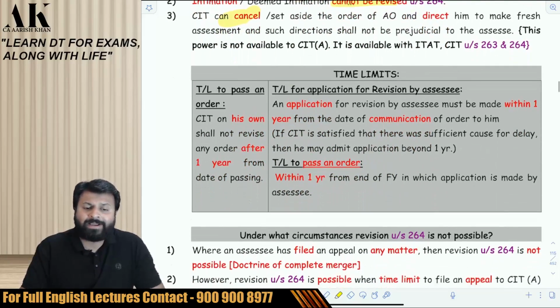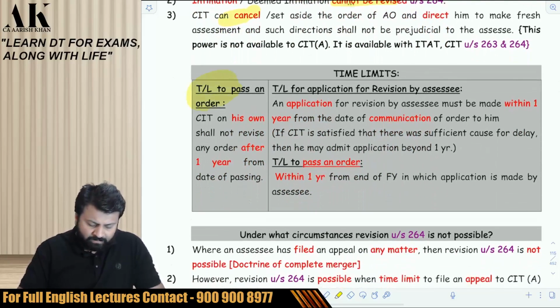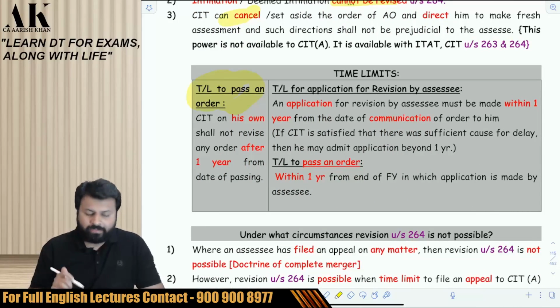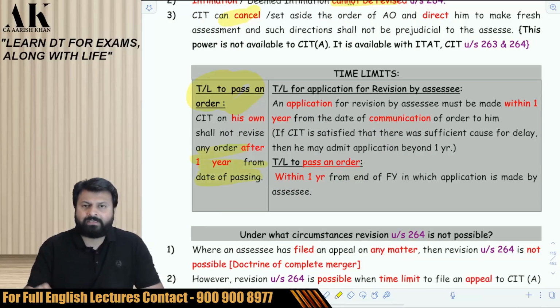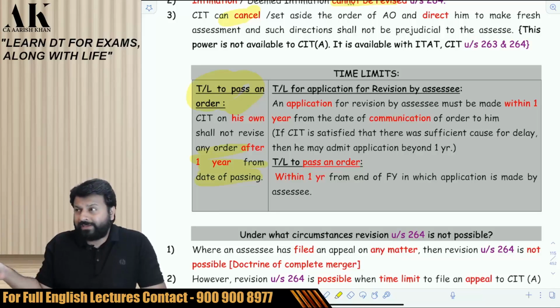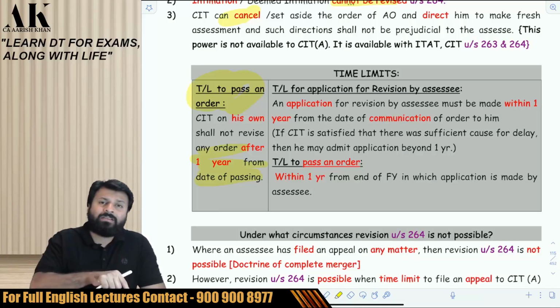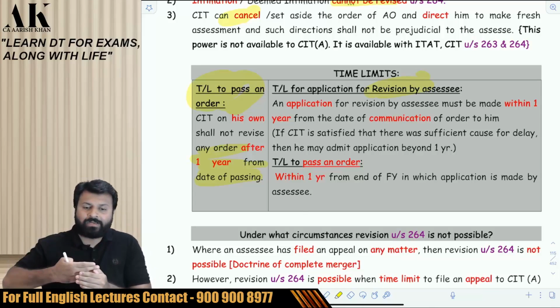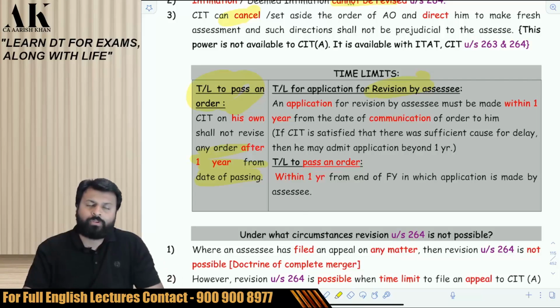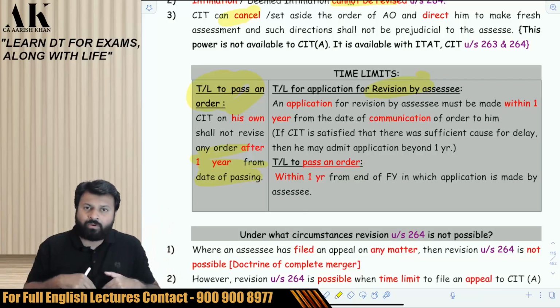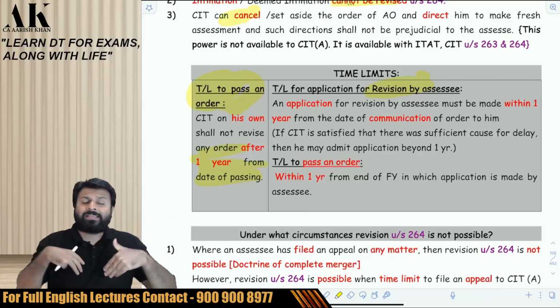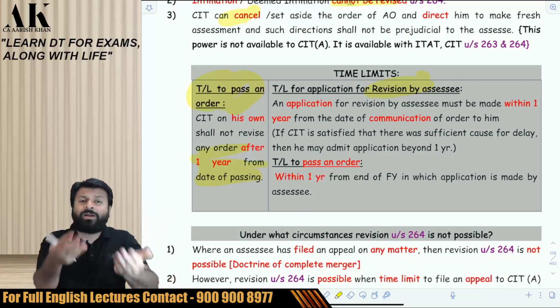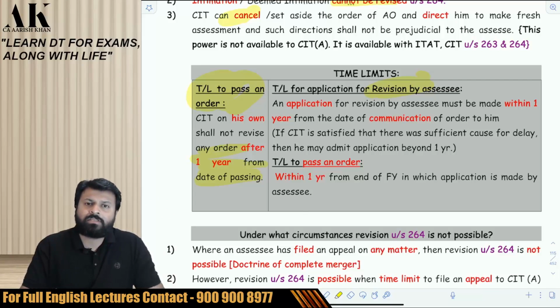Now, what is the time limit? The time limit to pass an order. If the CIT revises the order on his own, then the time limit is 1 year from the date of passing. Whenever the AO has passed an order, within 1 year from the date of that order, the CIT can revise under 264. What is the time limit for the assessee to make an application? The assessee can make an application within 1 year from the date of communication of the order to him. Communication means received. Whenever the assessee has received the order from AO, from that date in 1 year, the assessee has to make an application under section 264.